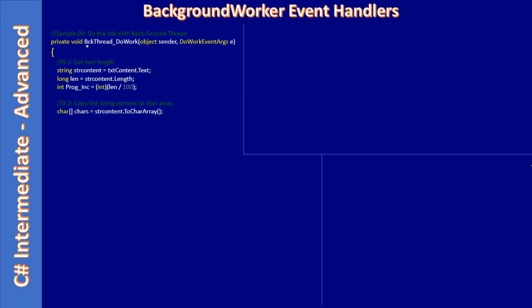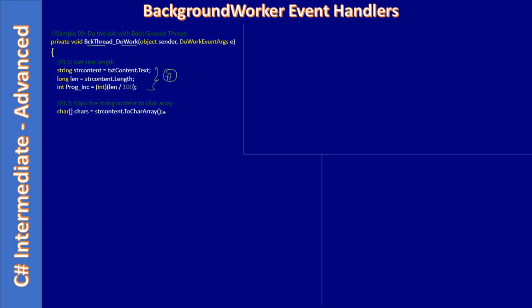So bckThread is our background worker thread component. DoWork is the event, and together these tell you that this is the event handler. If you see, these contents are just like what we did in the previous parts. Previously we had a function, right? The same piece of code we are running here, but this time the long running task is in the DoWork event handler, and this one is just to get the length of the text. You already know this because we previously used it.